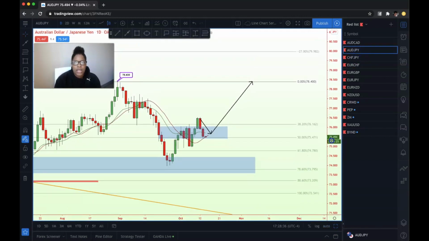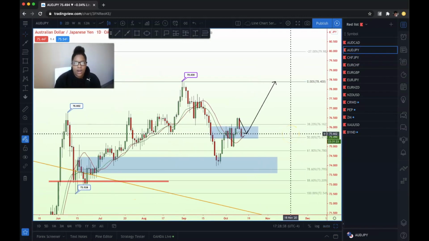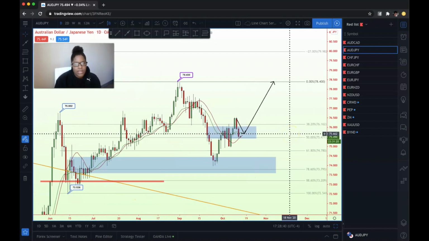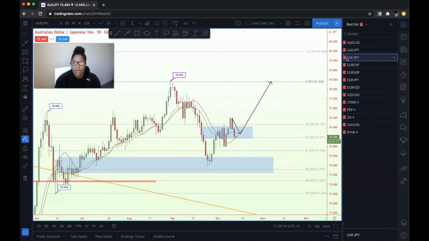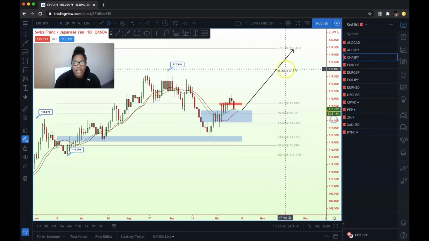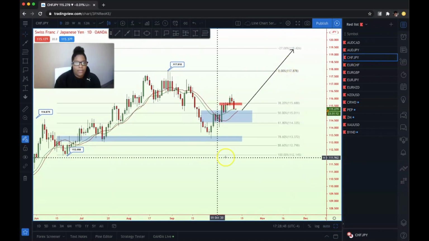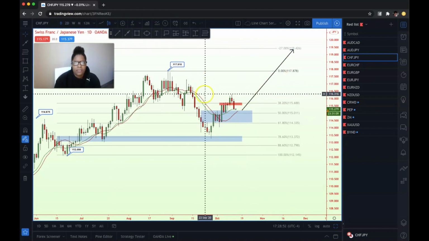Aussie dollar yen, I'm not in her. I'm chilling on this pair. I'll give you guys an update when it's time for me to do something on that one. Swiss JPY. I'm looking at this to the upside here. Yeah, I'm looking at this one to the upside.